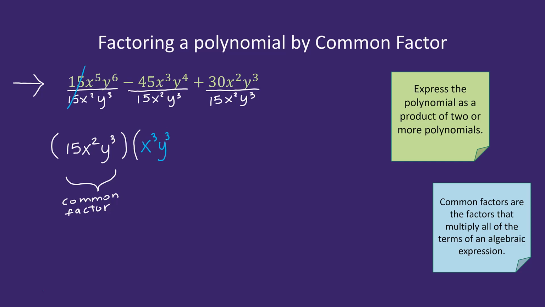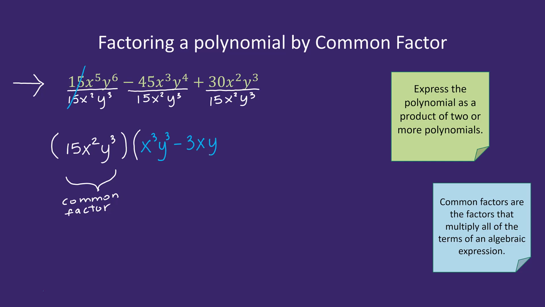Now, we are going to divide the second term. Minus 45 over 15 gives us minus 3. Now for the x, the exponent: 3 minus 2 gives us 1, so we don't write the exponent. Now for the y, 4 minus 3, also 1, so we don't write the exponent. That minus 3xy would be the result of the division of the second term.